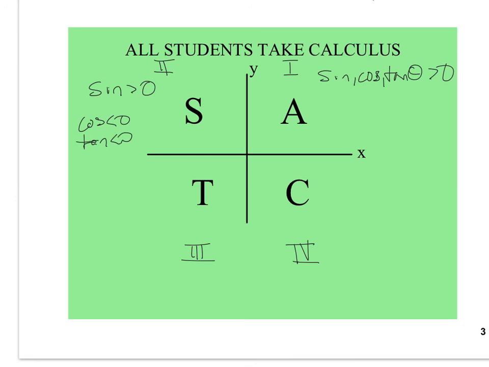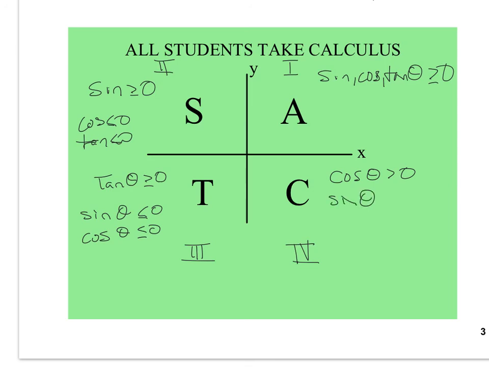In quadrant 3, only tangent of theta is greater than 0. Both sine of theta and cosine of theta in quadrant 3 are less than 0. Or 0 themselves, I should say. Finally, in quadrant 4, it is cosine of theta that is greater than 0. And it is there that my sine of theta and my tangent of theta are less than 0.